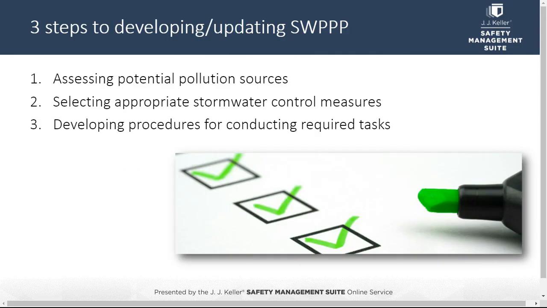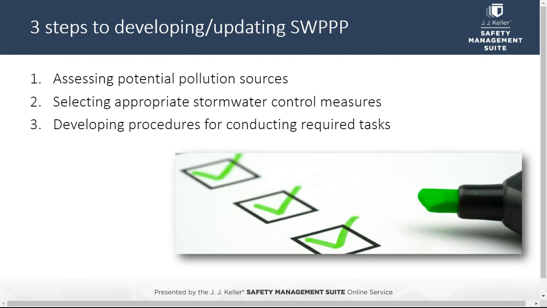So at this point, we've covered the basic stormwater program requirements, and here we'll change gears a bit as we move into 3 steps to developing and updating a SWPPP. As we mentioned a few slides ago, a stormwater pollution prevention plan is an important component in compliance for both construction and industrial sources. Because of this, we'll spend some time covering the 3 steps that can help you develop and update your SWPPP.